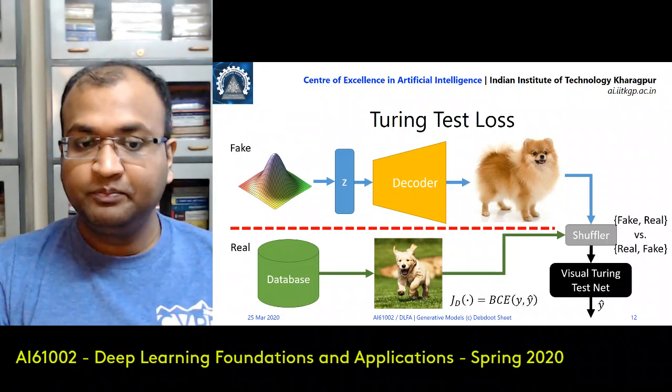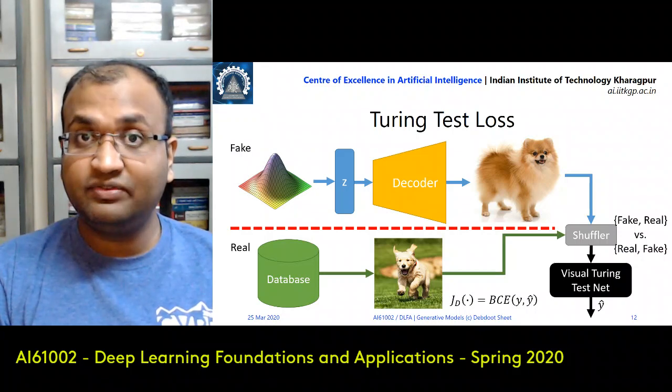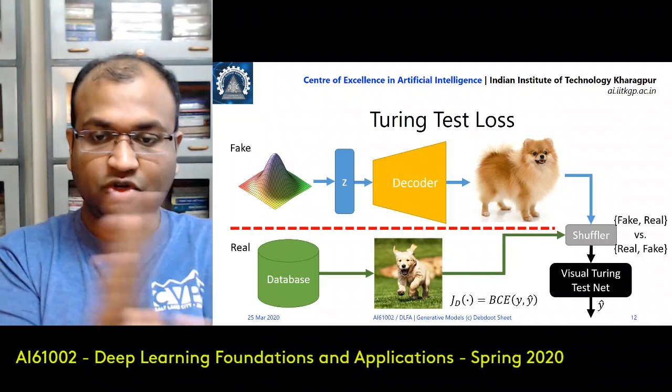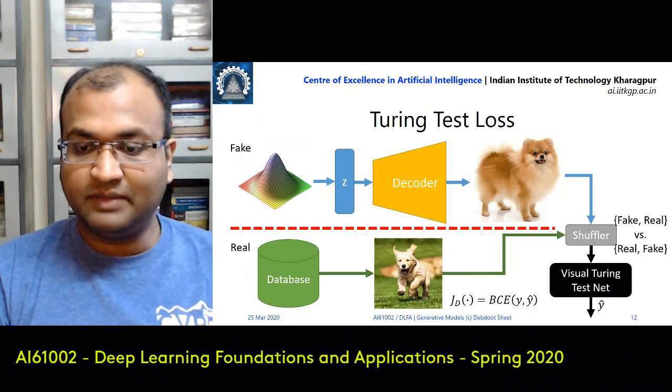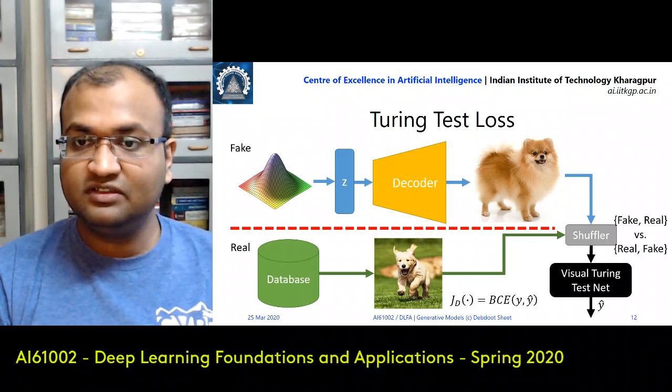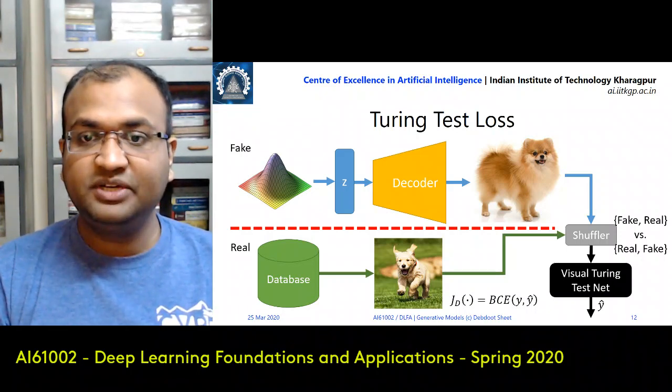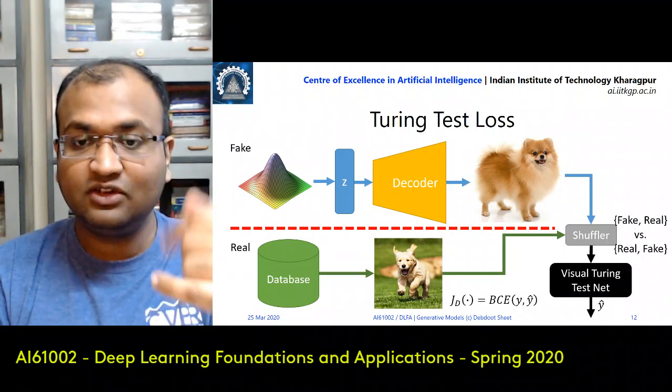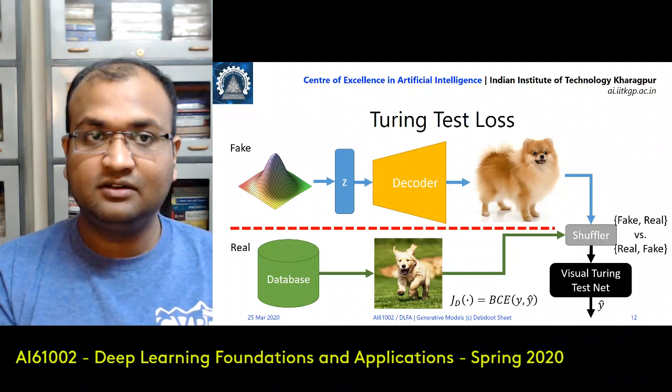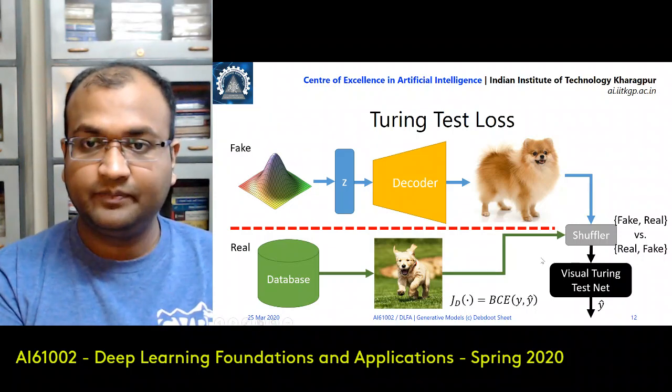Now here we are trying to solve this with a pair of real-fake or fake-real. So you essentially shuffle the order, coming back and forth, and then you pass it through this Turing test. The job of this Turing test is to basically predict whether the first channel was real and the second channel is fake, or vice versa, and nothing other than that.